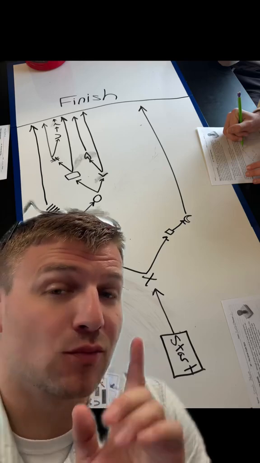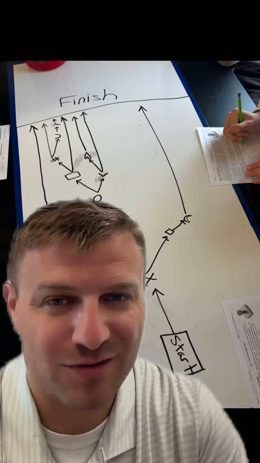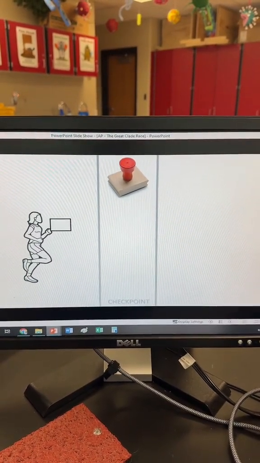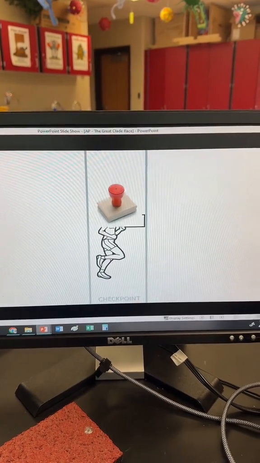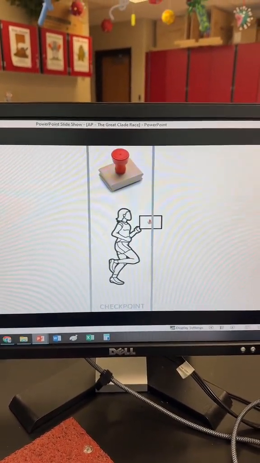Show you how I'm using a race to help my students learn about cladograms. You may know this lesson as the Great Clade Race. In the analogy for this lesson, a runner is going to get a blank card, and when they go to a certain checkpoint, they're going to get that checkpoint stamp placed on their card.